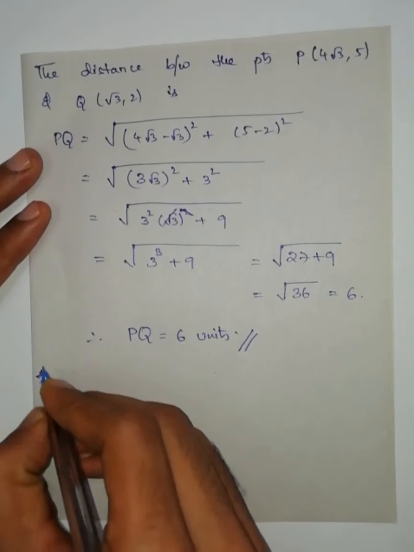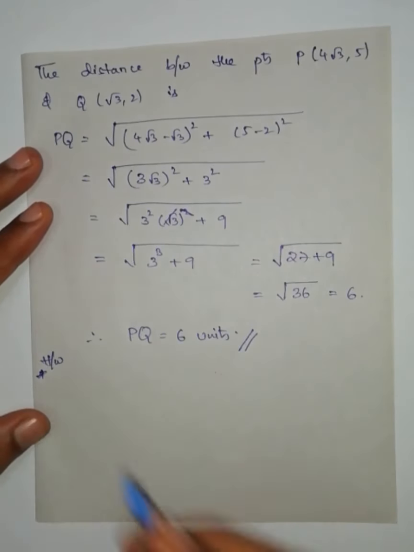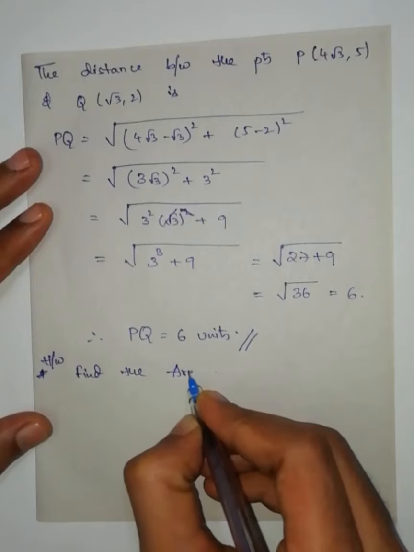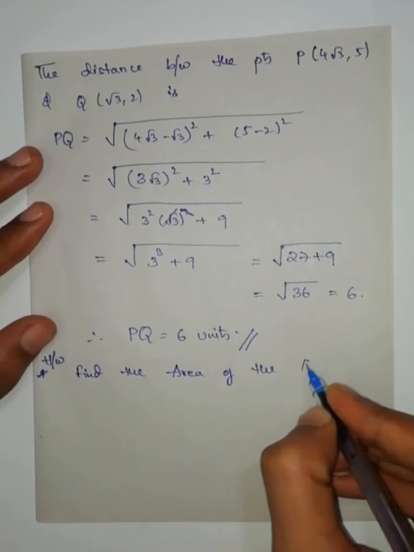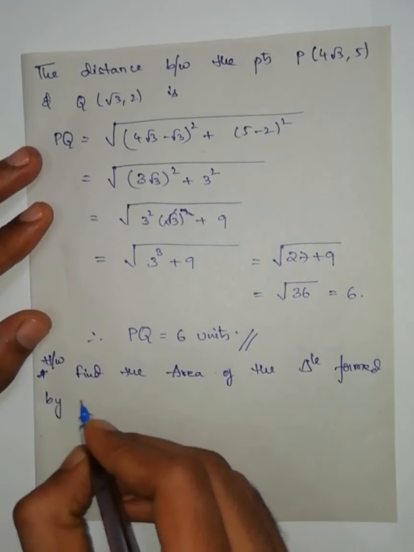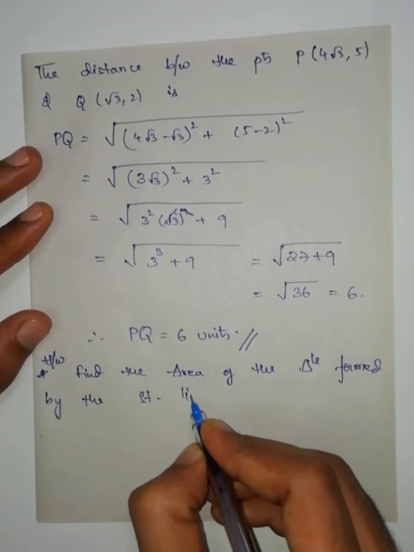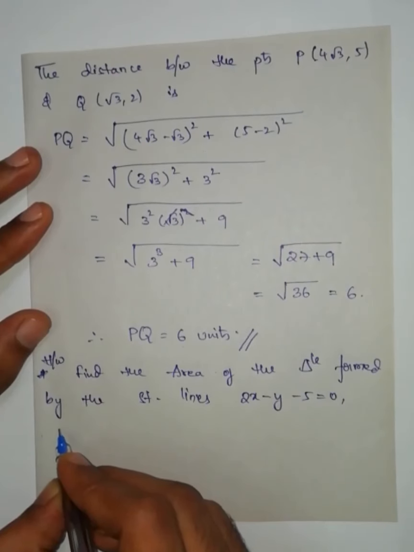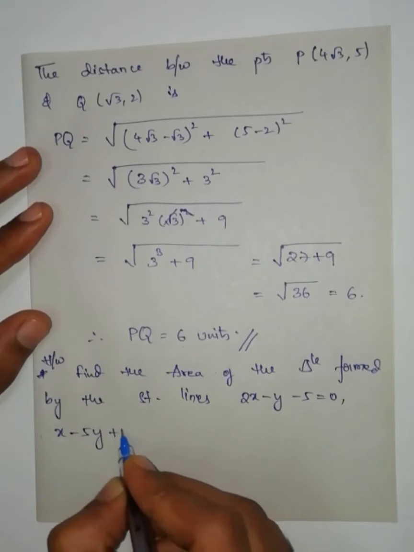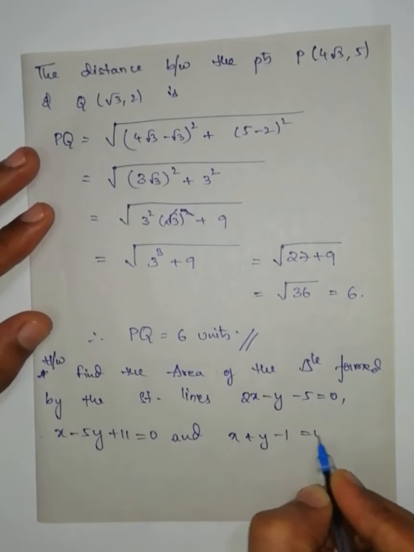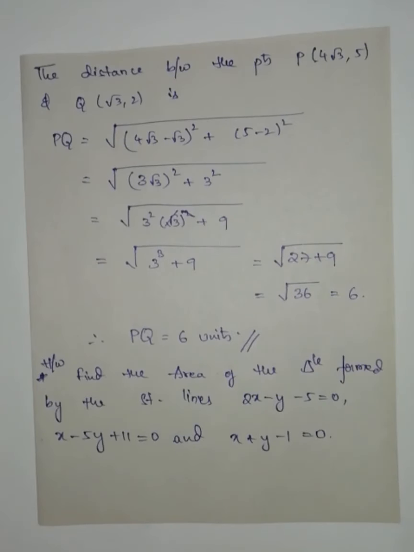Now, this one I am going to give as homework. Find the area of the triangle formed by the straight lines 2x minus y minus 5 is equal to 0, x minus 5y plus 11 is equal to 0, and x plus y minus 1 is equal to 0. This is a homework problem. I will explain how to solve this one, a very easy problem.